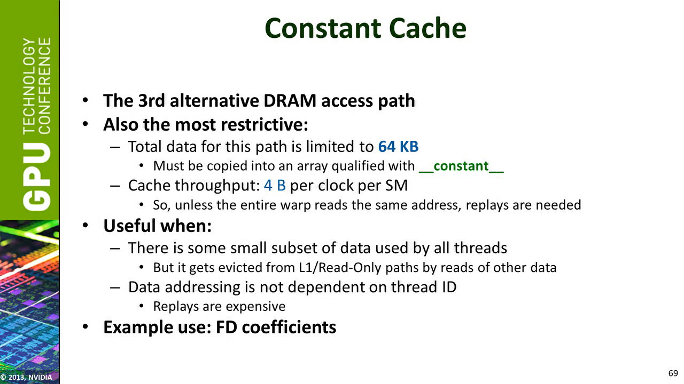So it's hard to answer, but generally, the way I do it, unless all the threads in a warp will request the same value, I just don't do the constant path. But I really haven't investigated it.